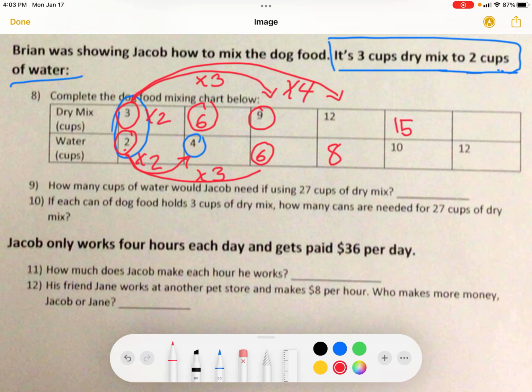And my last number says that I'm going to have 12 cups of water. So from 2 cups it went to 12 cups, increased by 6 times. I'm going to do the same thing with the 3. 3 times 6 is 18. So this is how we complete a ratio table. Remember, if your recipe is getting bigger, we are going to multiply. If your recipe is getting smaller, we are going to divide.